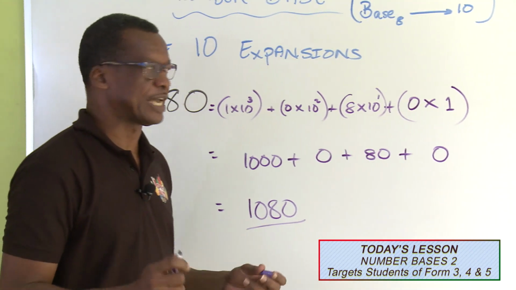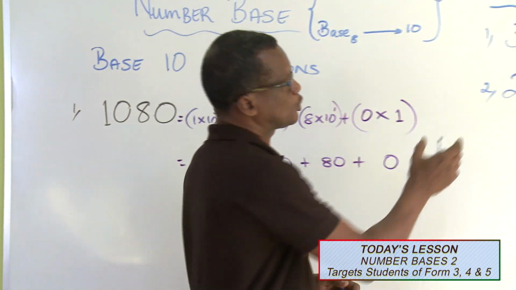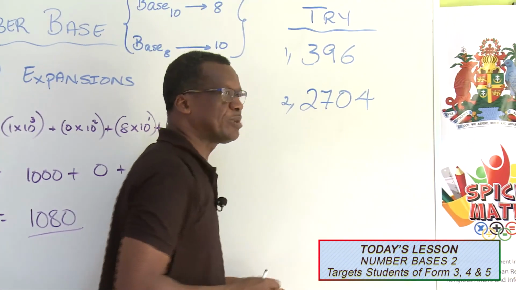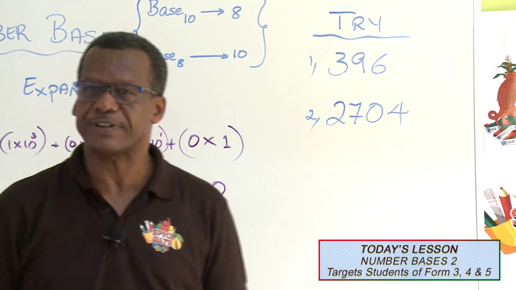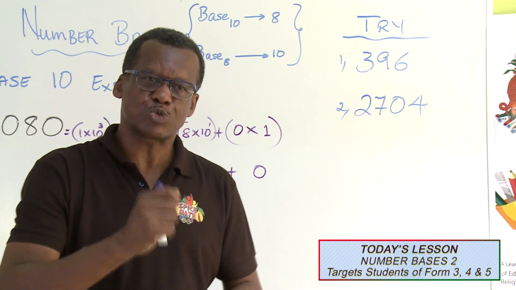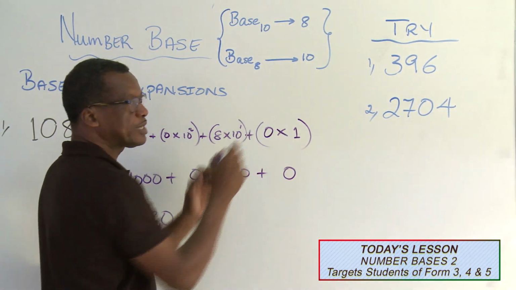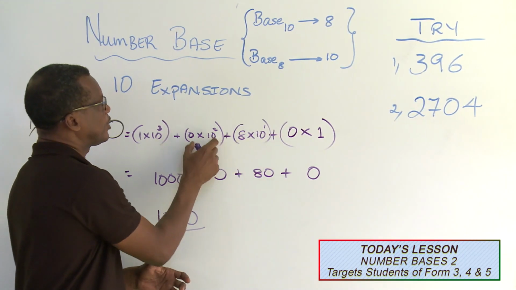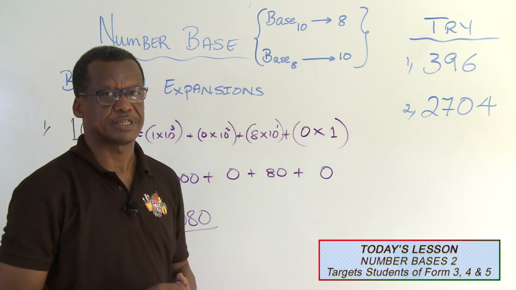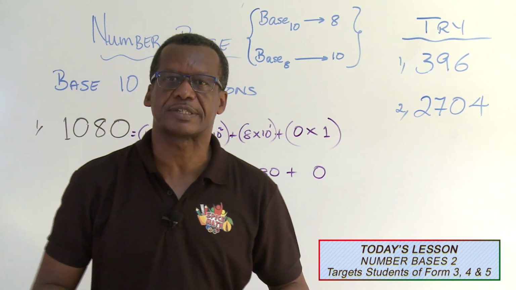So now you can take some time and see if you can try these two for me. Two numbers in base 10. Take 5 minutes. And I'd like you to write it out using the brackets and the multiplication for each position or each place in the number.